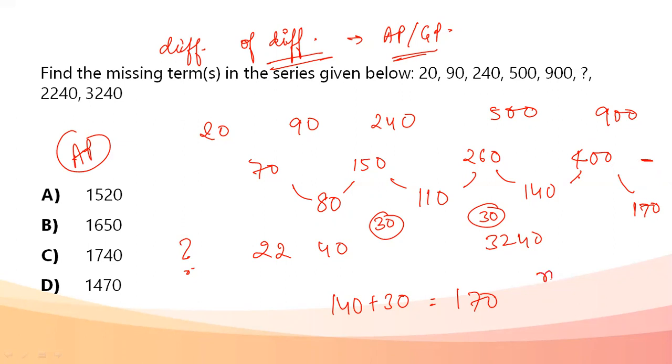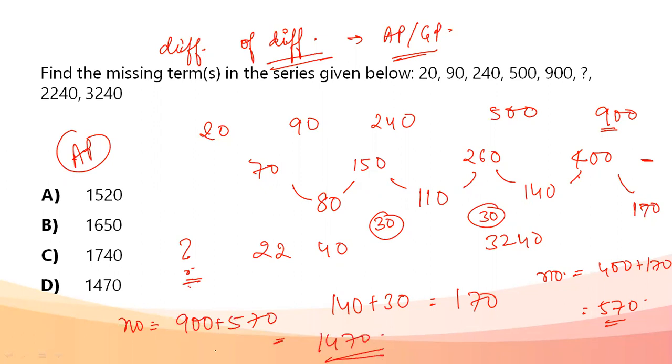So what the number is, or let's say what the difference between 900 and the next number is, it is 400 plus 170, that is 570. So actually my number is whatever the number might be here, between this question mark and this 900 there's a difference of 570. So my missing term becomes 900 plus 570, that is 1470. My answer becomes option D, 1470. Now you can check 1470 to 2240. Whatever the difference would be, that difference would be in AP. My answer is D, 1470.